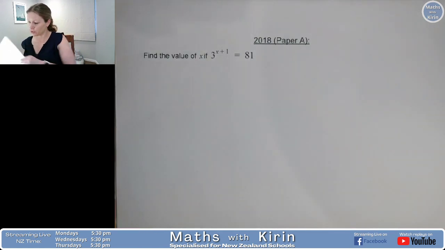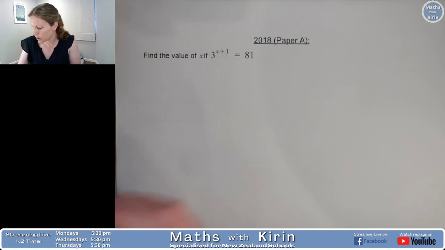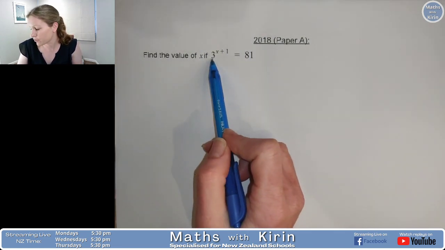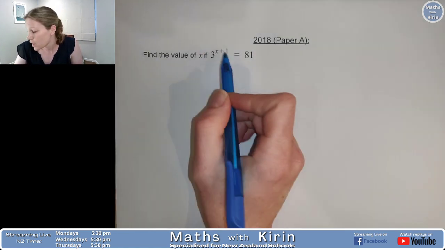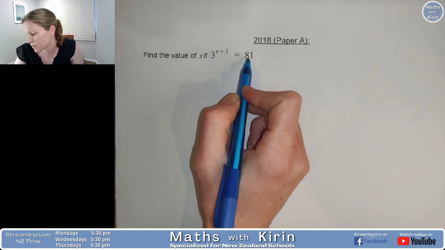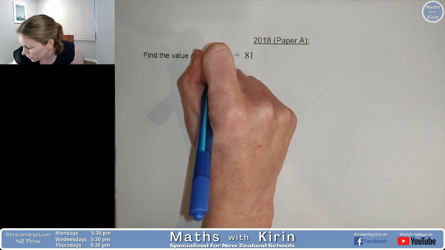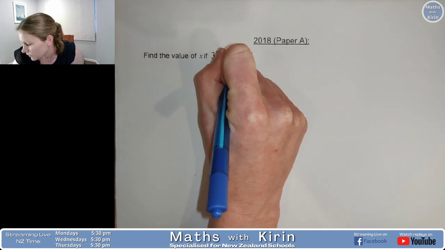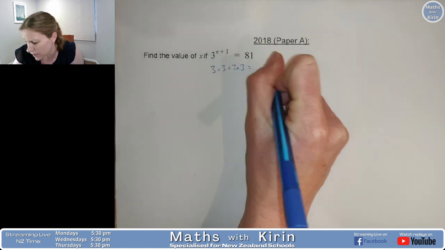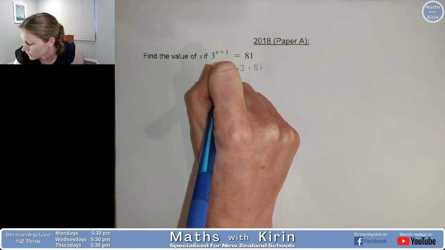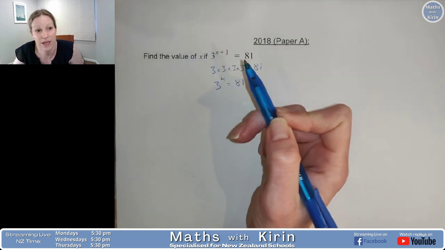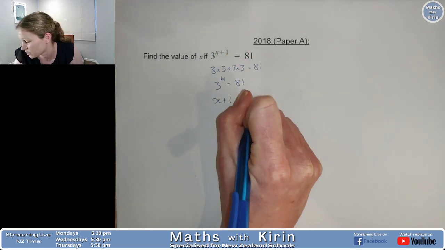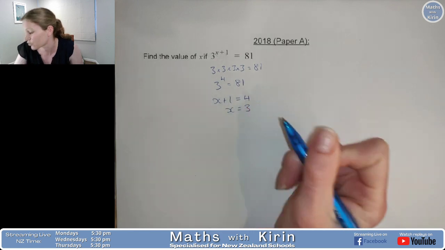So moving on to a 2018 question. We want to find the value of x if 3 to the power of x plus 1 is equal to 81. So not quite as difficult as the question we just went through, a bit more straightforward. So 3 to the power of x plus 1 is equal to 81. We know from before, 3 times 3 is 9, and if we multiply by another 9, we get 81. So 3 to the power of 4 is equal to 81. So if we want this power to be equal to 4, x plus 1 is equal to 4, which means x would have to be 3.